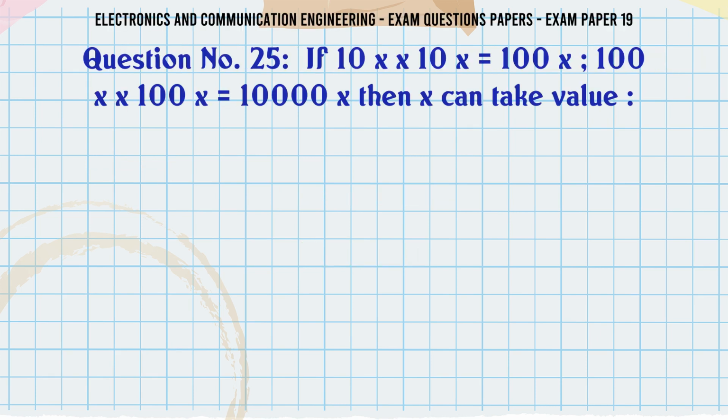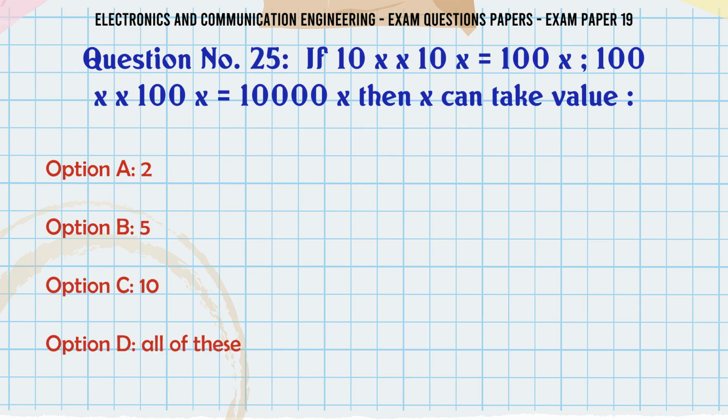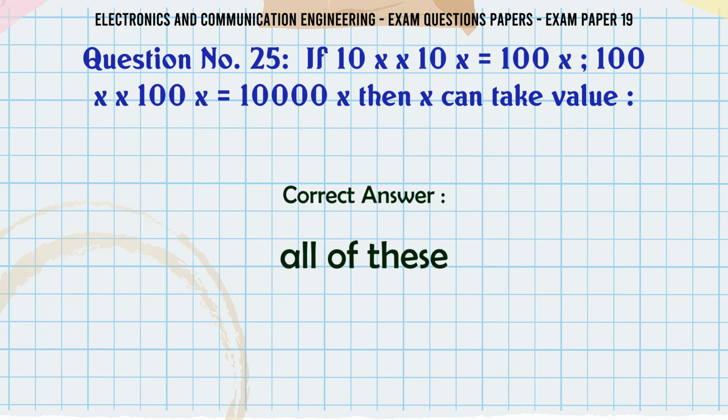If 10x x 10x 100x 100x x 100x 10,000x, then x can take value A. 2, B. 5, C. 10, D. all of these. The correct answer is all of these.